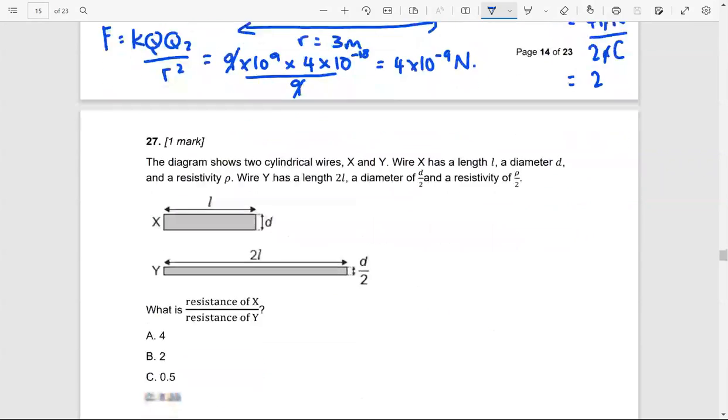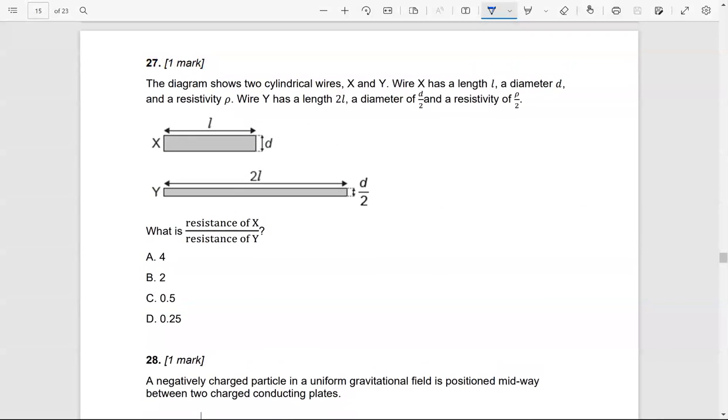Question 27 is looking at resistivity. So we're looking at the resistivity equation, and we're trying to find out the ratio of the resistances of X to Y. So resistance is rho L over A. So Rx is the resistivity of X, which is rho, multiplied by the length, it has a length L, divided by the cross-sectional area, which is pi r squared.